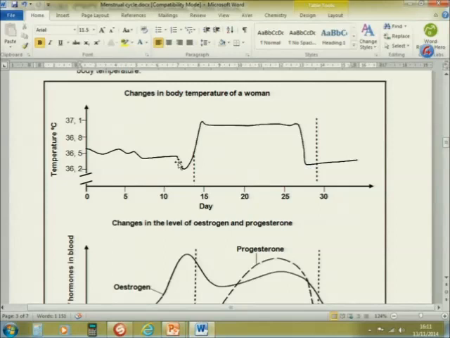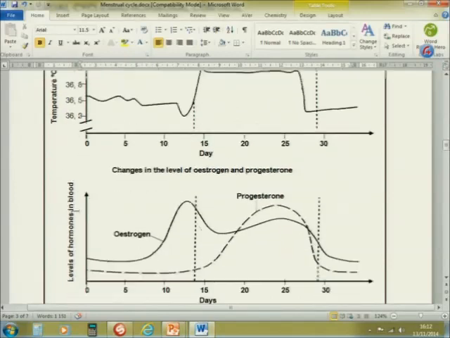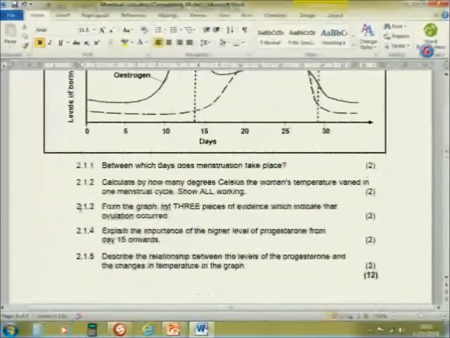So what you are going to do when you calculate is say 37.1 degrees Celsius minus 36.2 degrees Celsius. So the answer will be 0.9 degrees Celsius. So you will get your 2 marks.